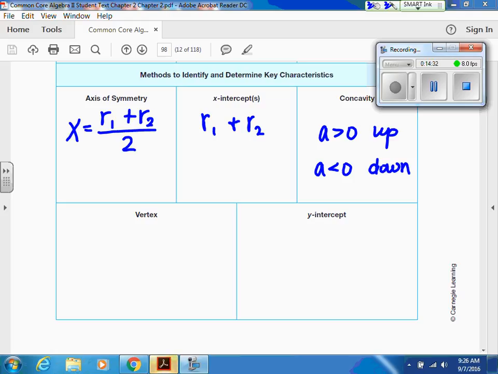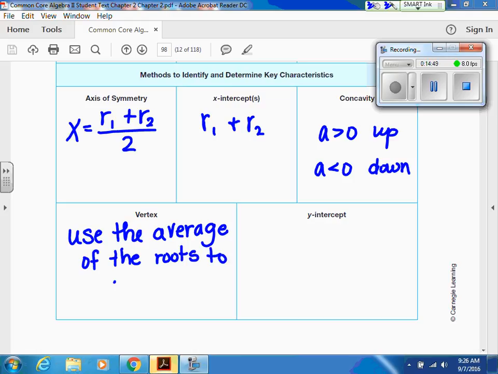Alright, now what about the vertex? The average of the r's. Right? And the total. Use the average of the r's. I'm going to say roots. Times y.